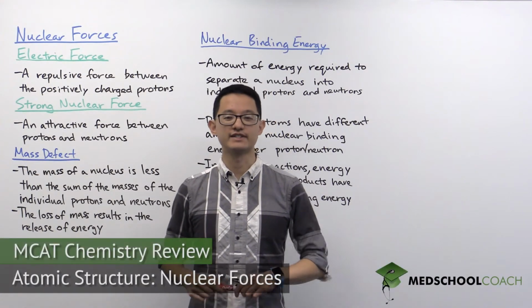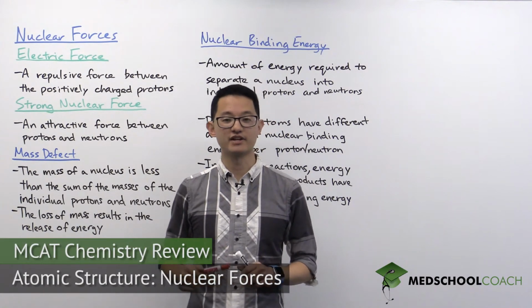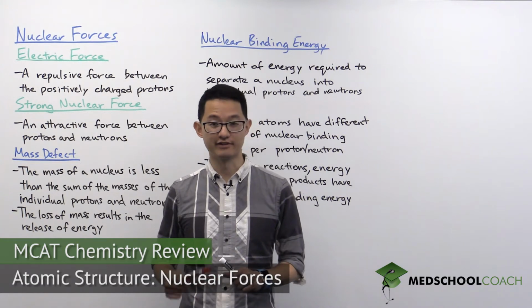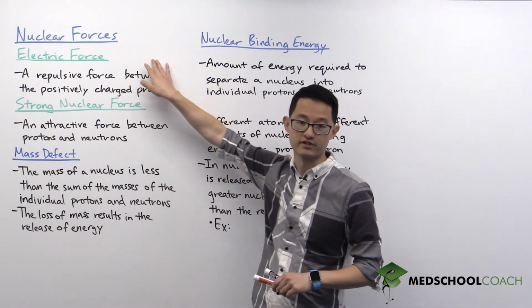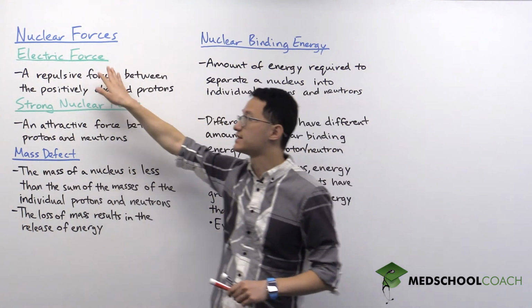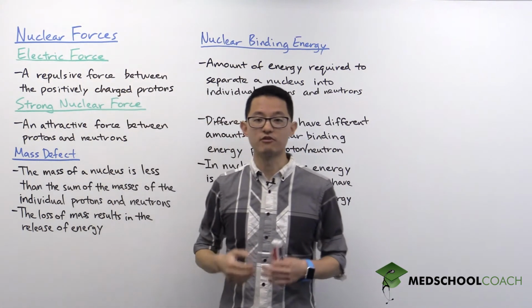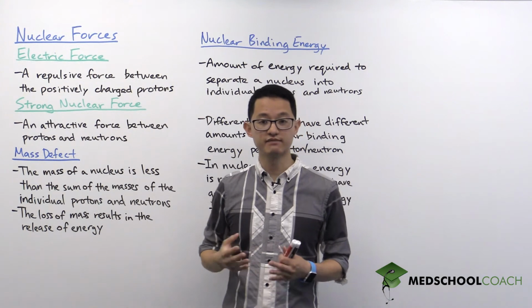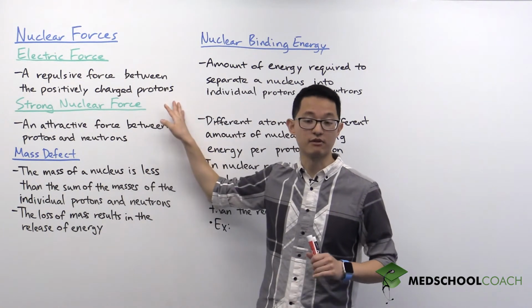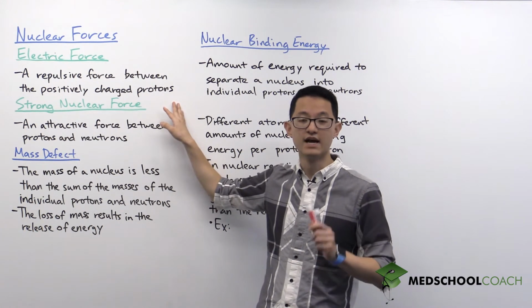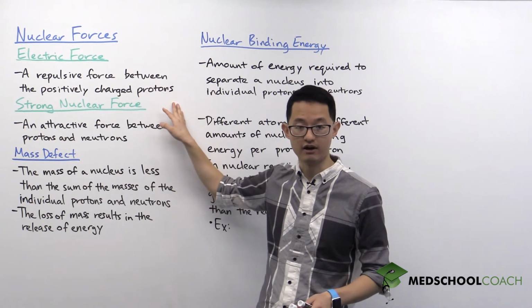All right, let's continue our discussion on atomic structure by talking about nuclear forces and nuclear binding energy. Now, within the nucleus, there are two primary forces going on. The first is the electric force, and this is actually a repulsive force between the positively charged protons in the nucleus. And it shouldn't be surprising that this is a repulsive force, because you remember, like charges repel.